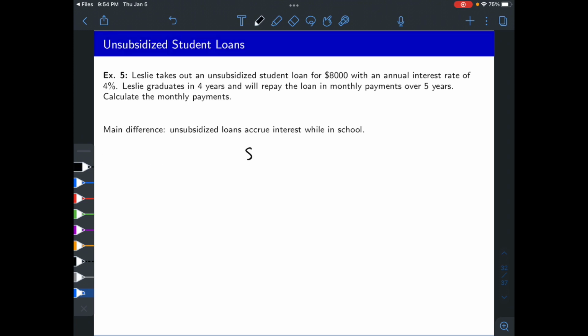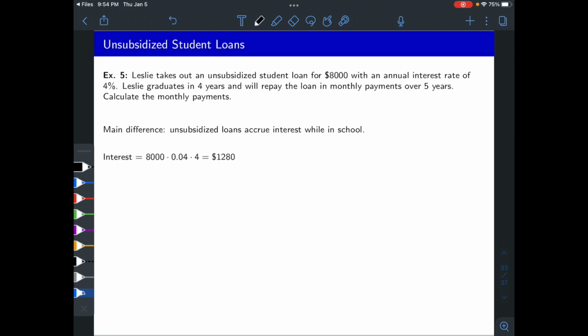So the amount A, when we're listing everything out, is not going to be equal to 8,000 in this case. It's going to be larger than 8,000. How much larger than 8,000? Well, we need to figure out how much interest she is going to accrue over those 4 years, and then just add that to the 8,000.